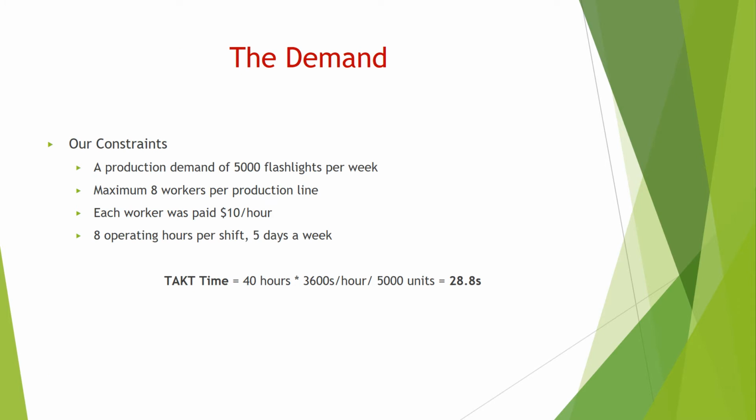So the demand, our constraint, a demand of 5,000 flashlights per week. There are 8 workers per production line. Each worker was paid at an hourly rate of $10, and they work for 8 hours a day, 5 days a week. With these figures, we were able to calculate a takt time of 28.8 seconds.